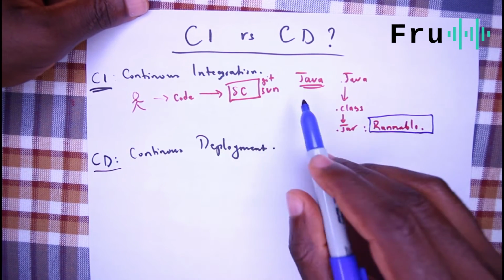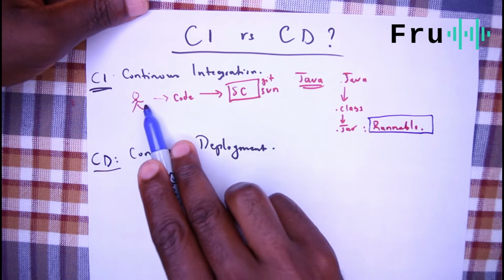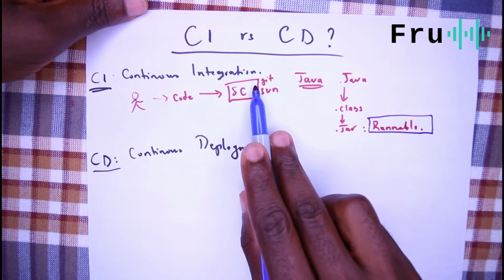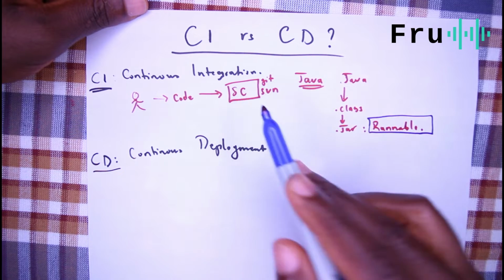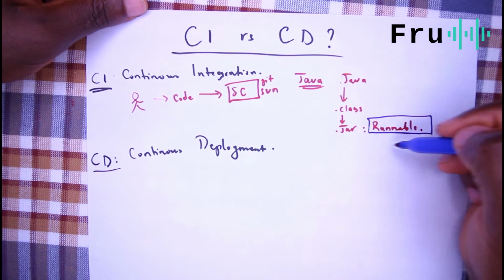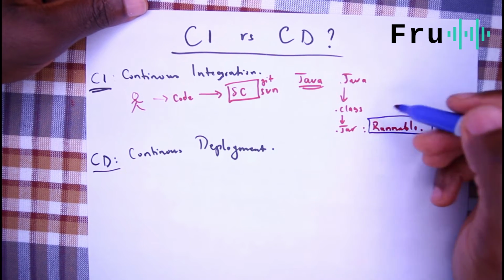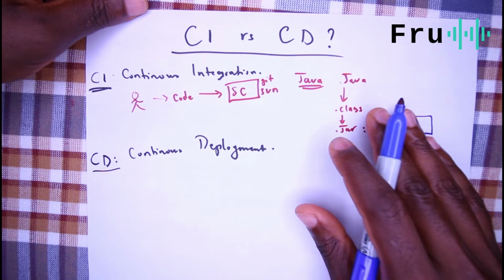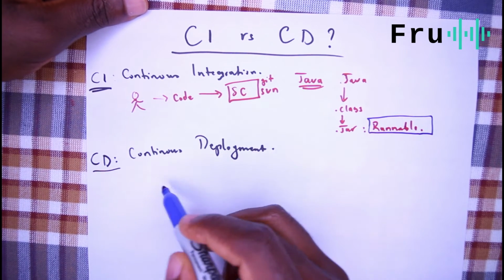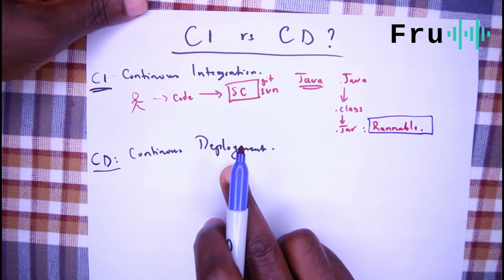So even though you write your code and commit it into source control, you're just integrating that code. But a bunch of other things still need to happen for that code to actually run. And this bunch of other things is what falls under the CD, the continuous deployment part.